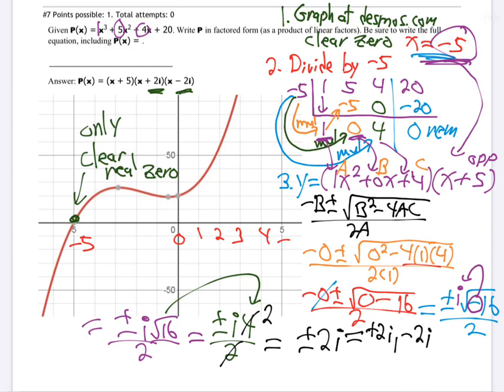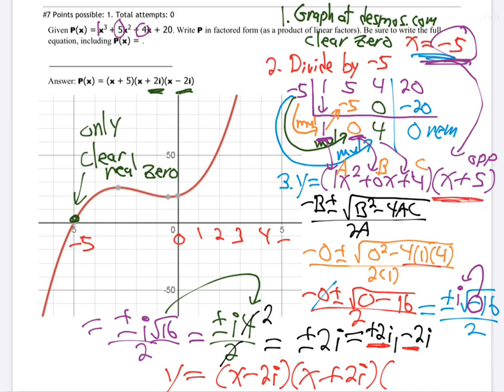Now, in the end, they want us to write this factored. So it's going to be y equals, or p of x, whatever, equals, and then they want the parentheses. Now, you got to do the opposite, remember? So the opposite of plus 2i is minus 2i, and the opposite of minus 2i is plus 2i. And then the last one is the x plus 5, because that's the opposite of the negative 5. So x plus 5. See, we did opposite, opposite, opposite of the actual zeros.